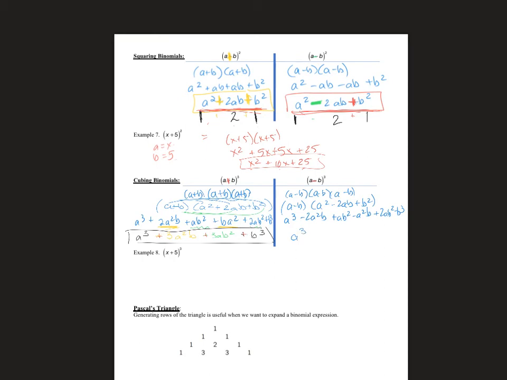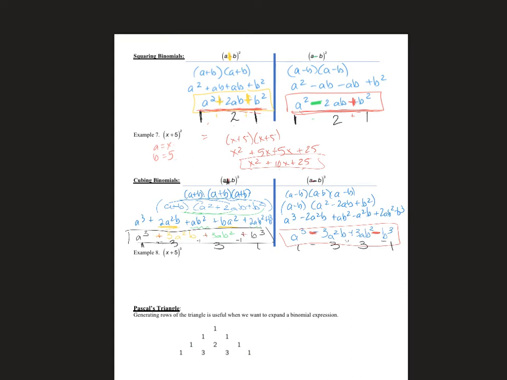So combine like terms: a cubed minus 3a squared b plus 3ab squared minus b cubed. Did you think that's what it would be? This is a subtraction, so subtraction, addition, subtraction. Notice those coefficients: 1, 3, 3, 1, 1, 3, 3, 1. Since this is addition, these are all addition. Since this is subtraction, we alternate.